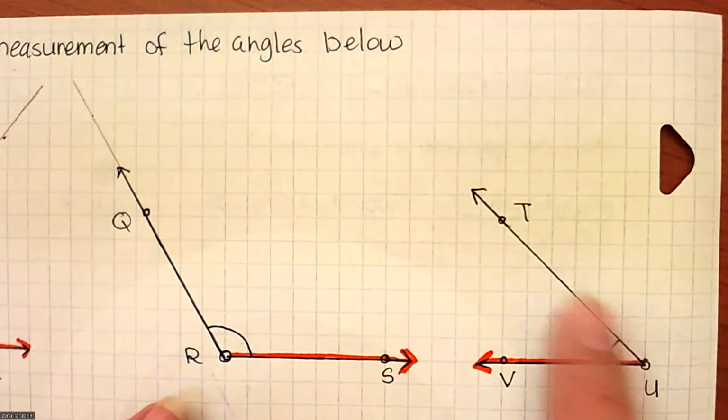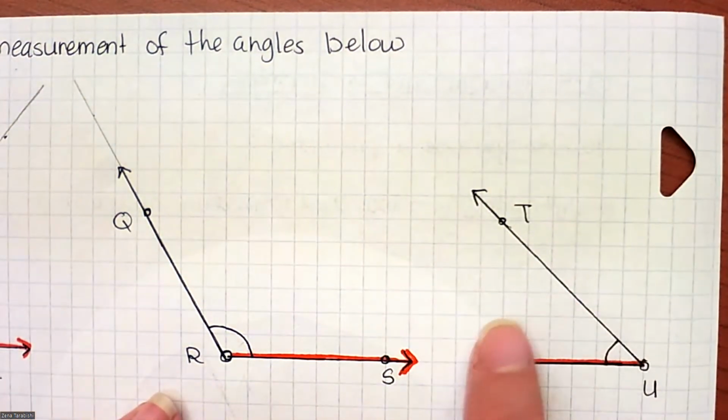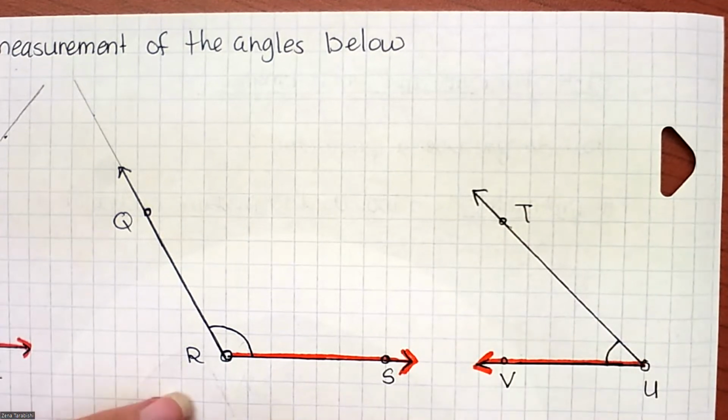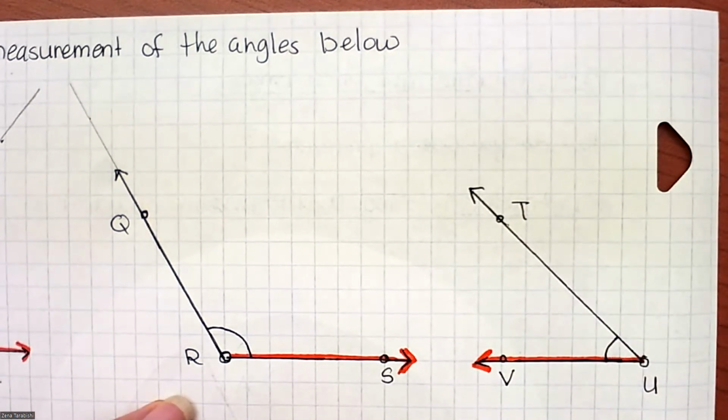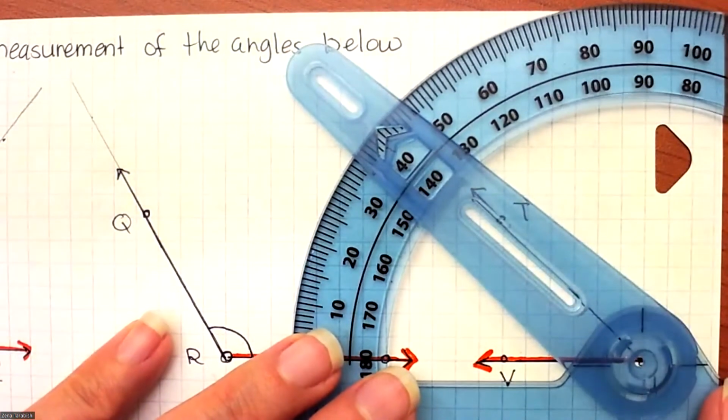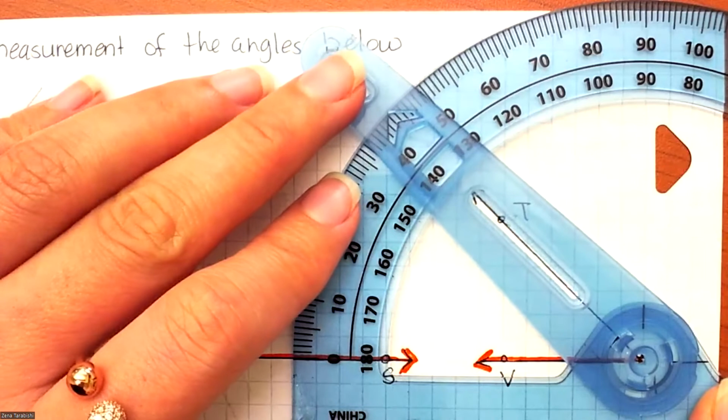And if I look at this angle, I can see this is an acute angle. It's open less than 90 degrees. 90 degrees would be a square corner. So that means this one is going to be an acute angle. It's going to measure less than 90 degrees. Let's measure it one more time to be sure.